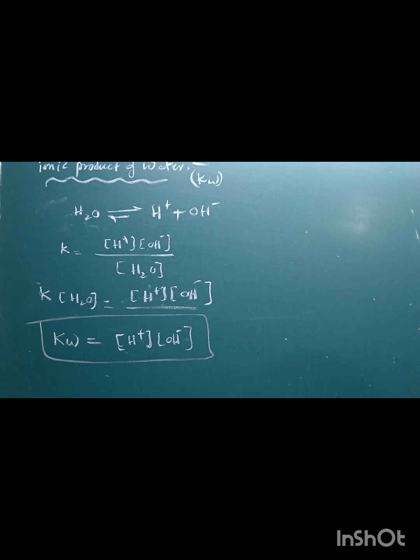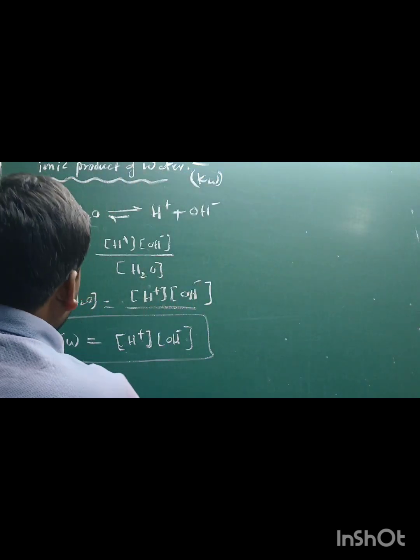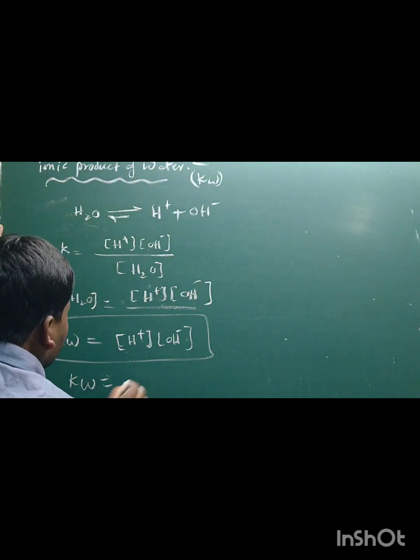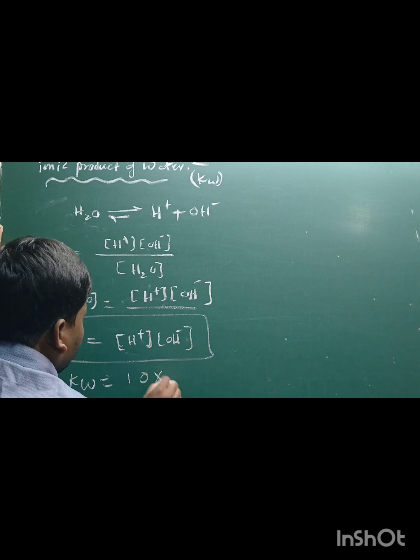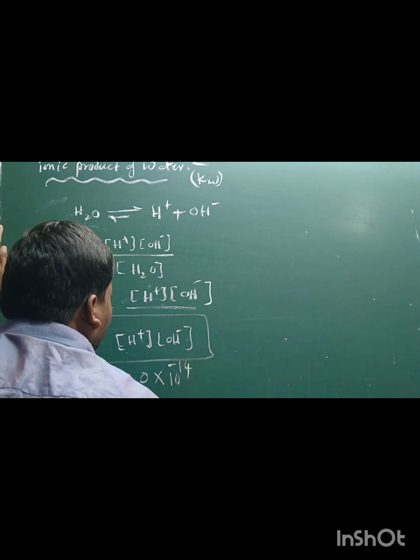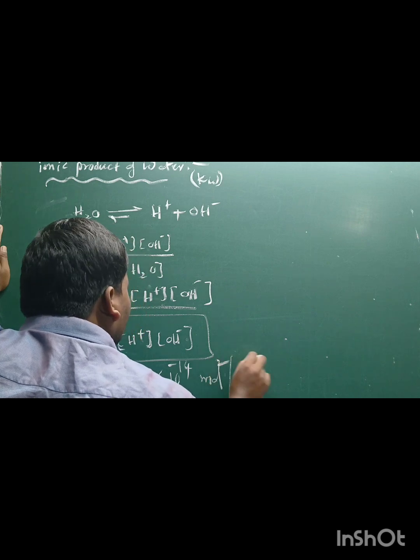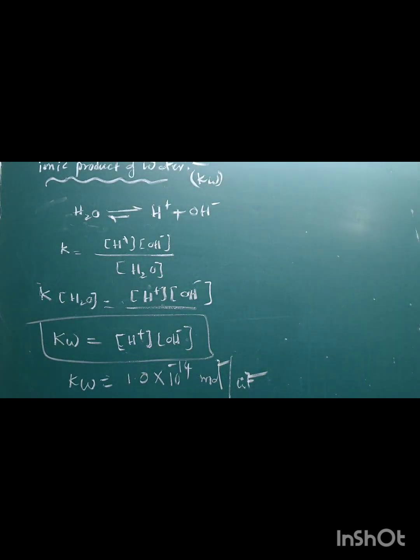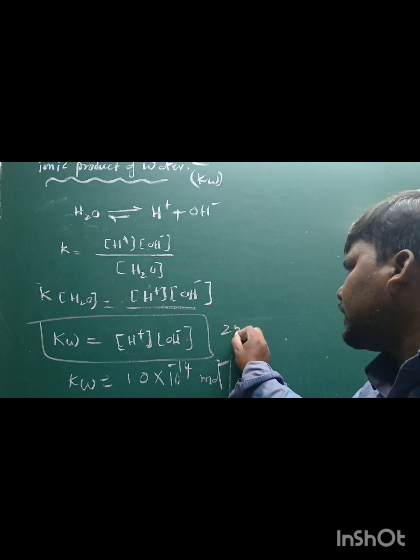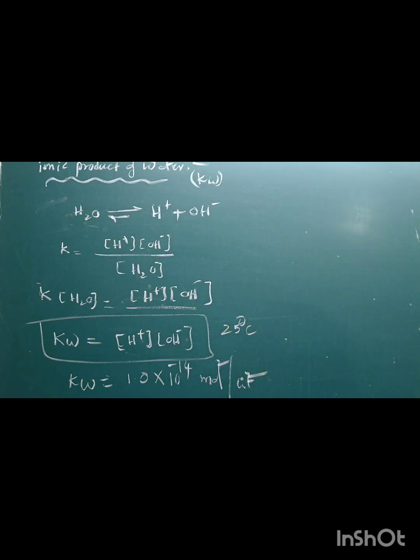What is the value of Kw? Its value is found to be 1.0 times 10 to the power minus 14 mole per liter whole square, at a normal temperature, that is 25 degrees Celsius, room temperature.